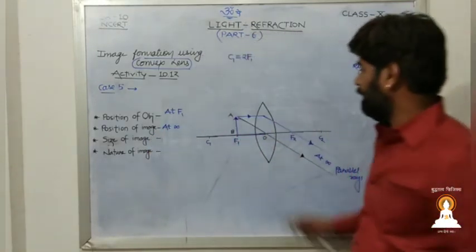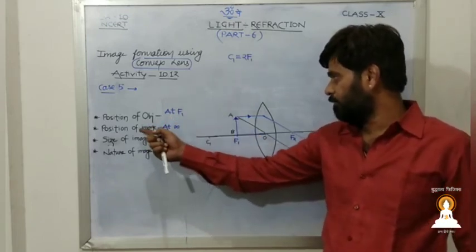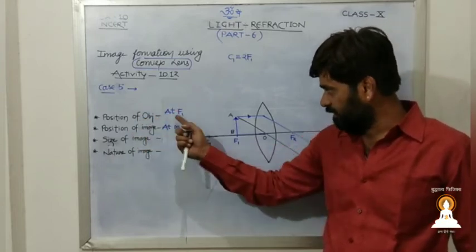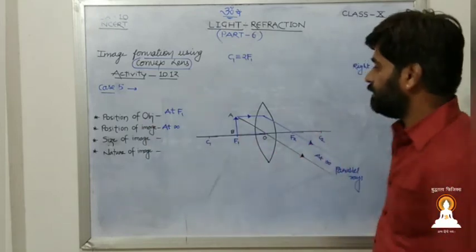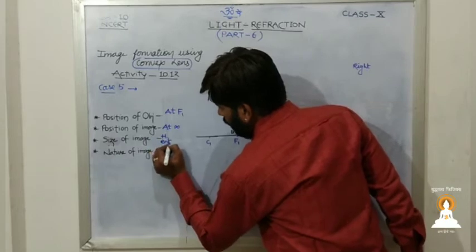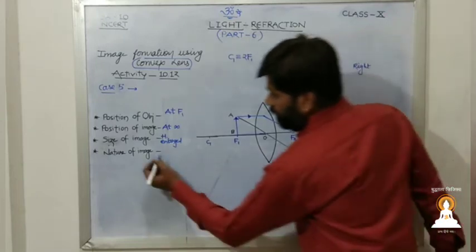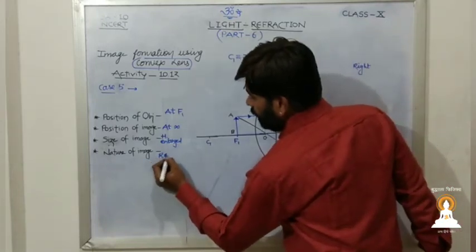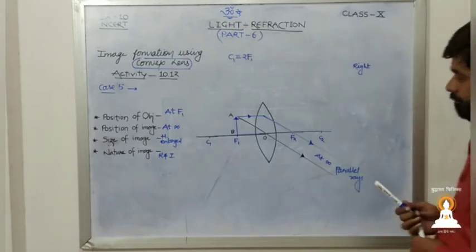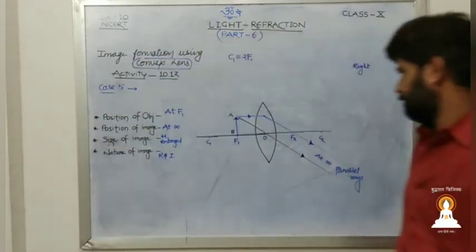You may see that this is just the reverse of case number 1. In the reverse, the position of the object was at infinity, so the position of the image was at f1. This time the position of the object is at f1, so the position of the image is at infinity. The size of the image will be highly enlarged, which means too big. Nature of the image will be real and inverted. Very simple. So this was case number 5.